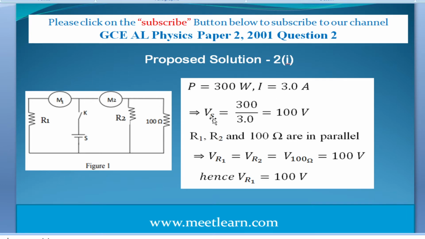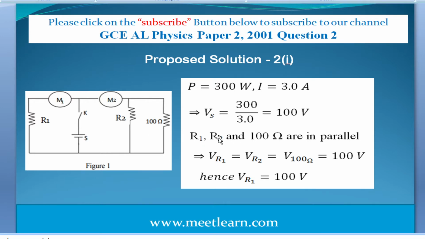Now we look for the EMF of the source, or the potential difference across the source Vs, which will be the 300 watts, the power of this source, divided by the current that flows from the source. So 300 watts divided by 3.0 gives 100 volt. So Vs here is 100 volt.